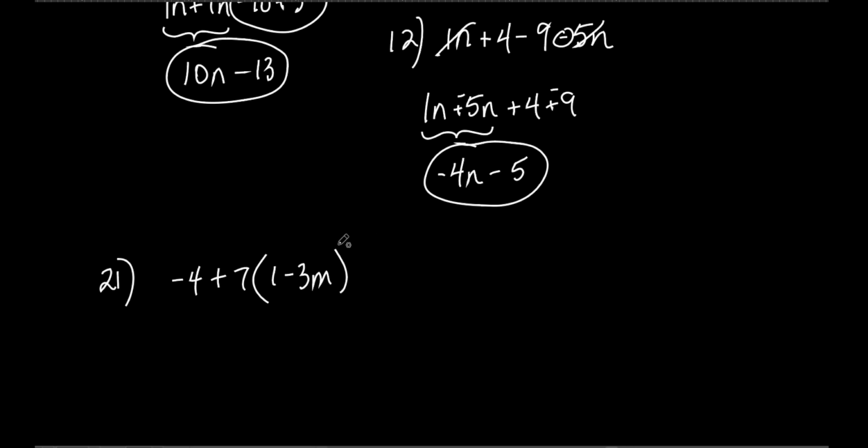What do we always do first? We always do parentheses first. But can you add the stuff inside this parentheses? Why not? Because they're not what? They're not like terms. That's what I want to use. They're not like terms. So I can't add the stuff. So what's the next thing I do?